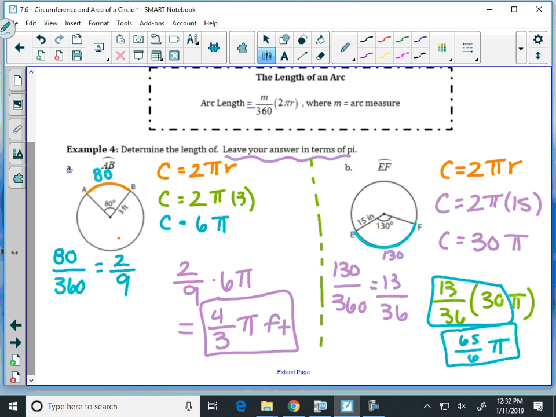Sometimes you don't get nice fractions like 4/3 or 1/8. Sometimes you get weird fractions like 13 over 36, but the process is still the same. Questions over that?